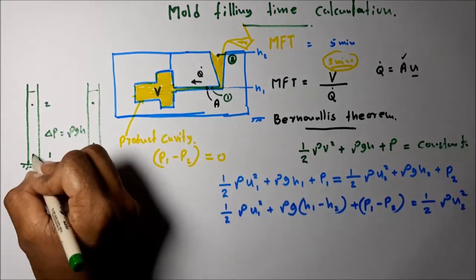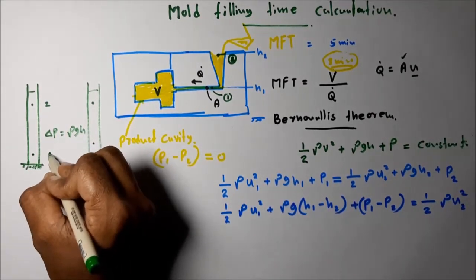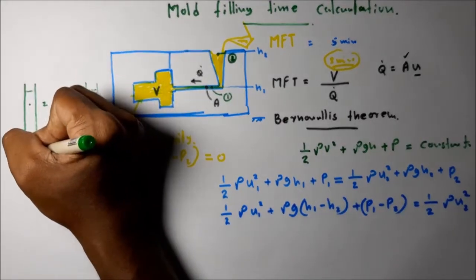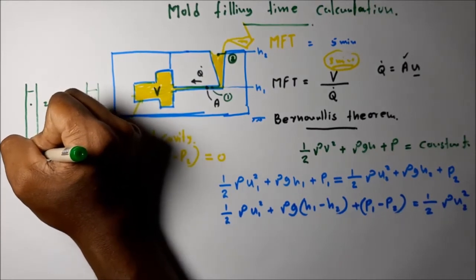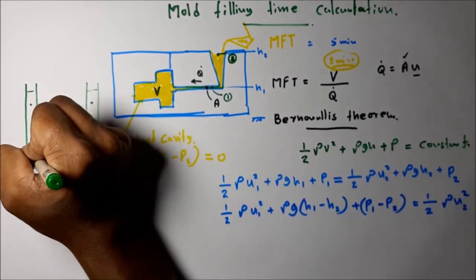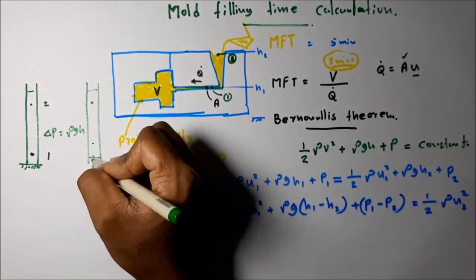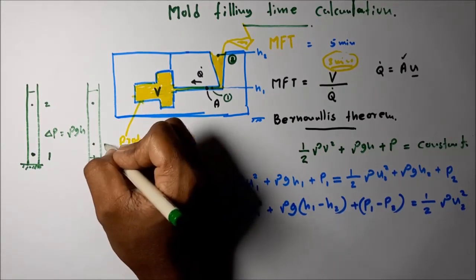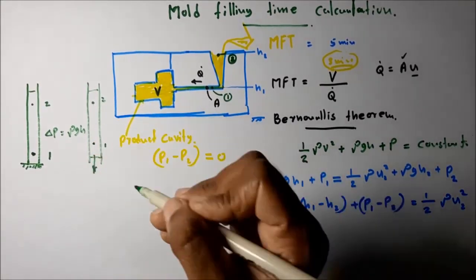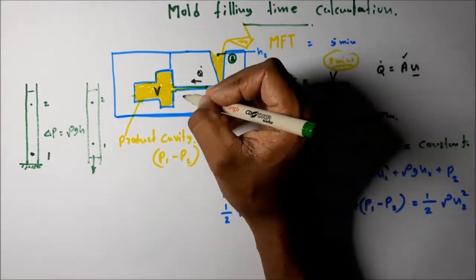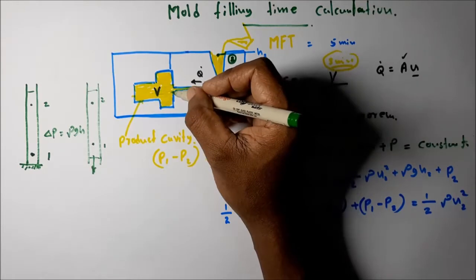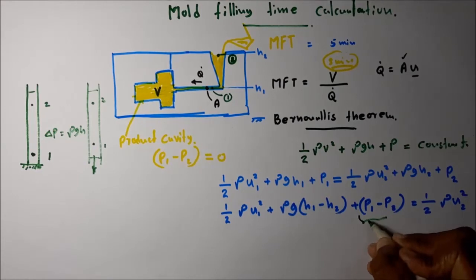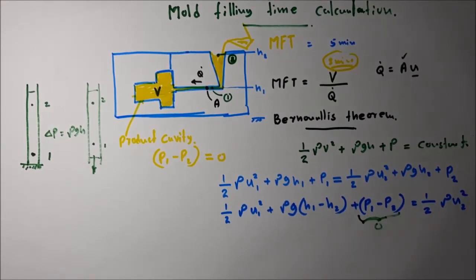The pressure at point 1 is developed because of the weight of this water column. But if it is a free falling water column, there is no weight acting on point 1. The same applies here: it is flowing, with no restriction to the flow. So the pressure difference is equal to 0. This term is equal to 0, so we can put 0 in here.